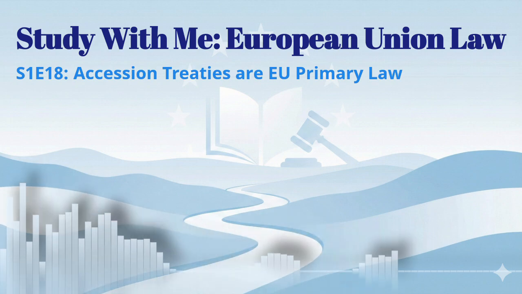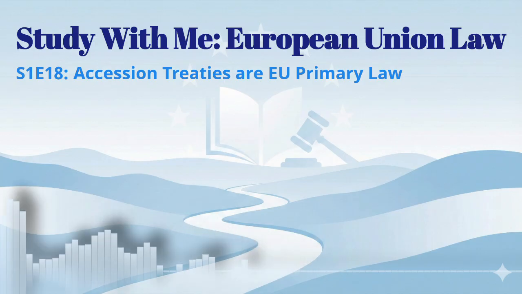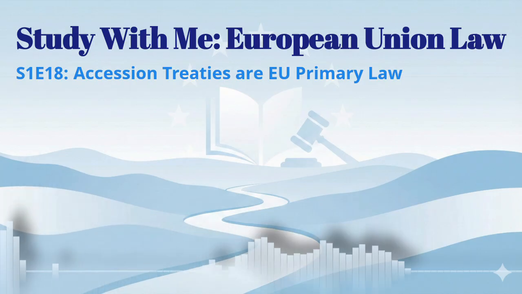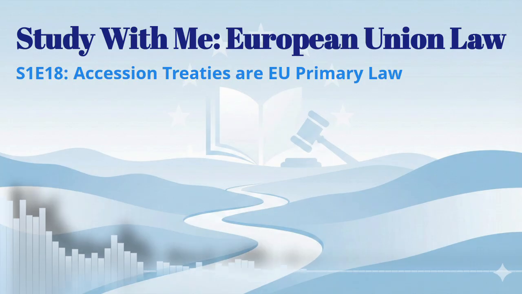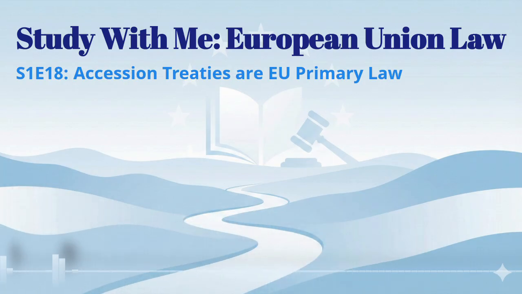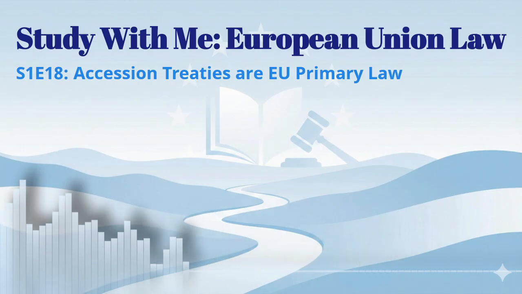Okay, so if they have the exact same rank as, say, the TFEU, what happens if there's a conflict? I mean, a perceived conflict between a rule in a new accession treaty and an older one in a founding treaty. How does the system handle that? That's a great question. And it really gets to the constitutional nature of the EU. The European Court of Justice addressed this way back. You're talking about the Les Verts case.